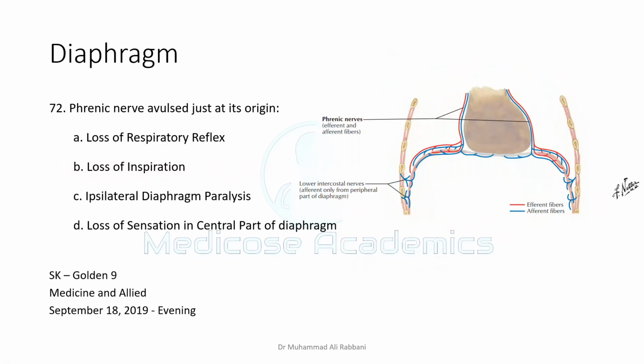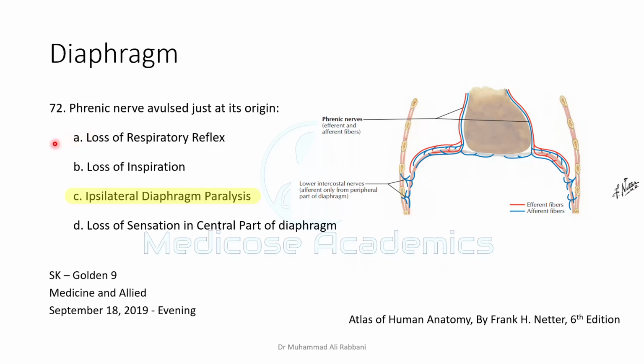Phrenic nerve avulsed just at its origin. What structures will be lost? The phrenic nerve for the diaphragm gives the complete motor supply of that half of the diaphragm. So when the phrenic nerve is involved, ipsilateral paralysis of one side of the diaphragm will occur. Here, the phrenic nerve has been shown in red color. If this nerve is damaged, the whole muscle mass of the diaphragm on one side of the midline will get paralyzed. Why are the others not okay?